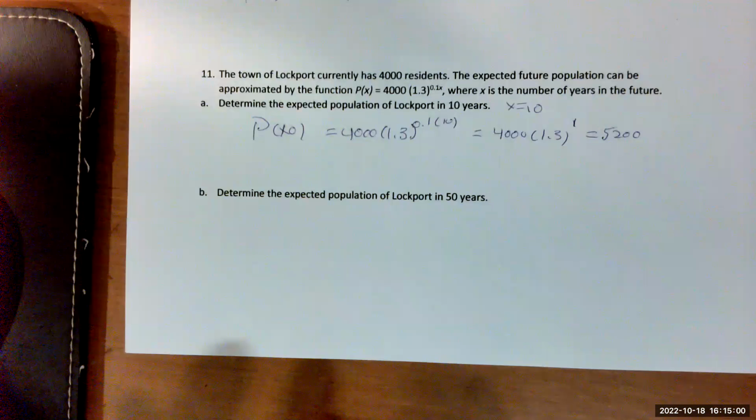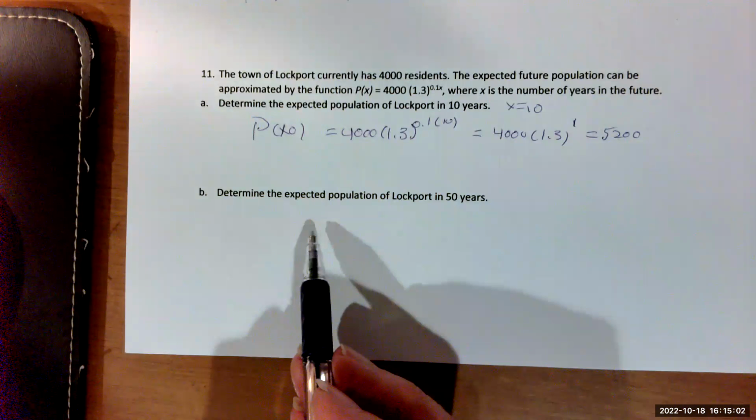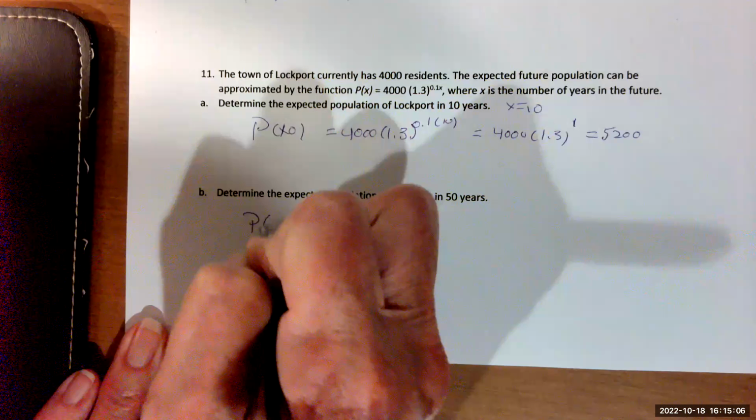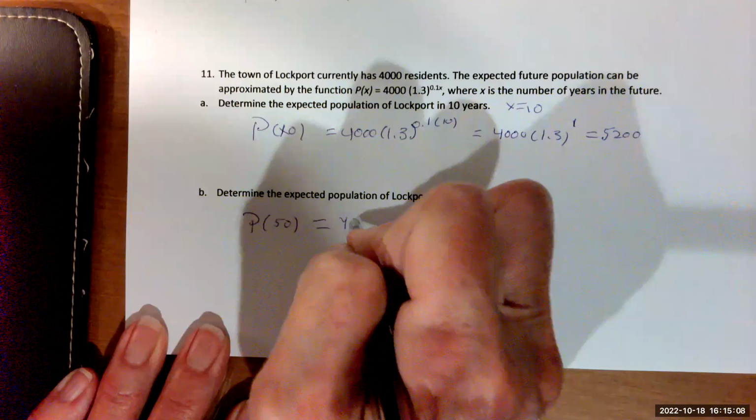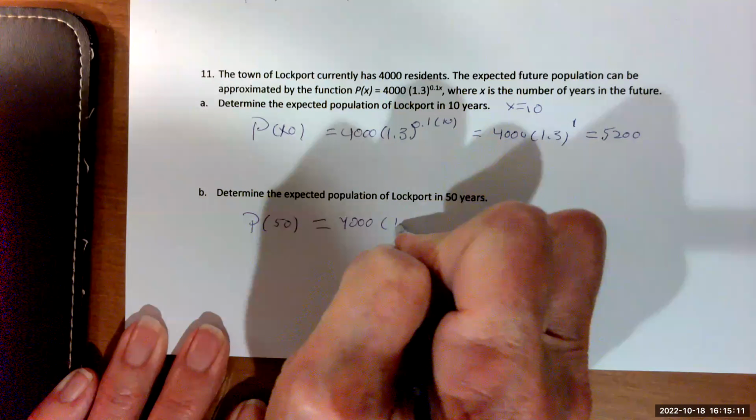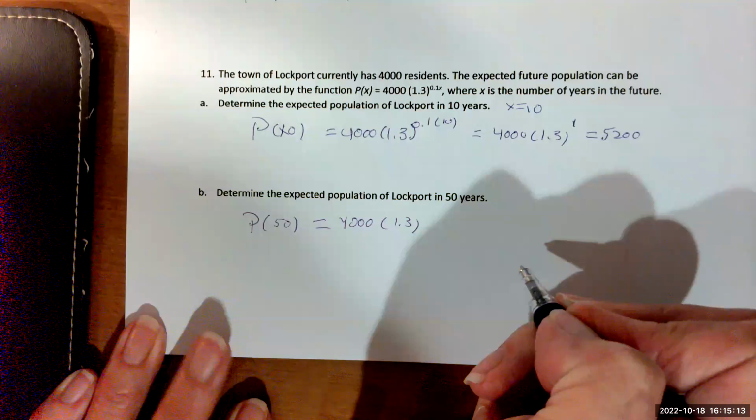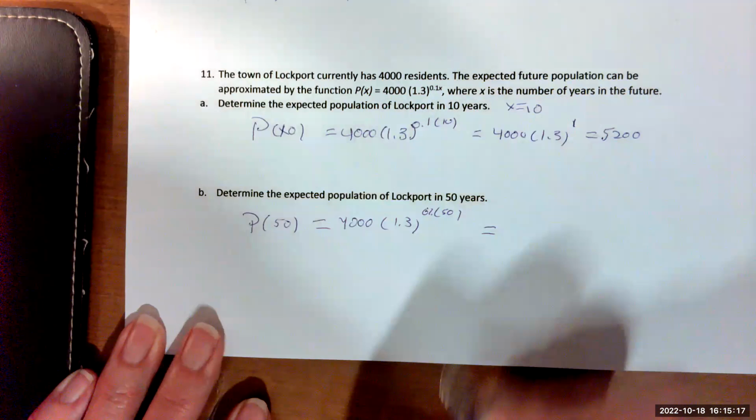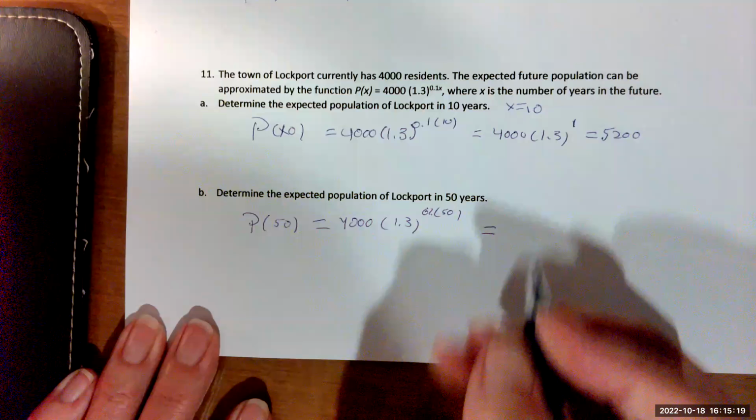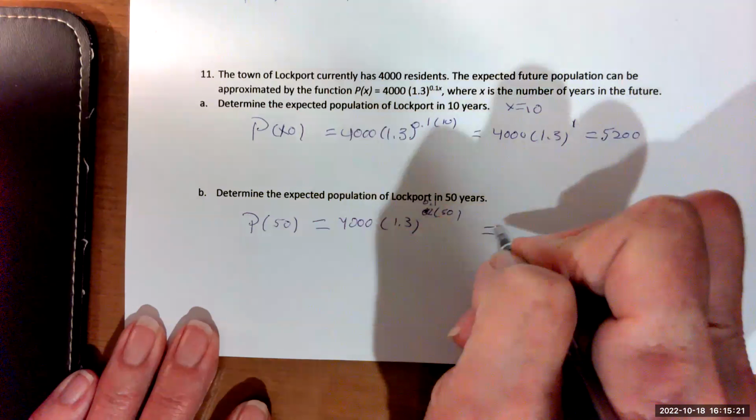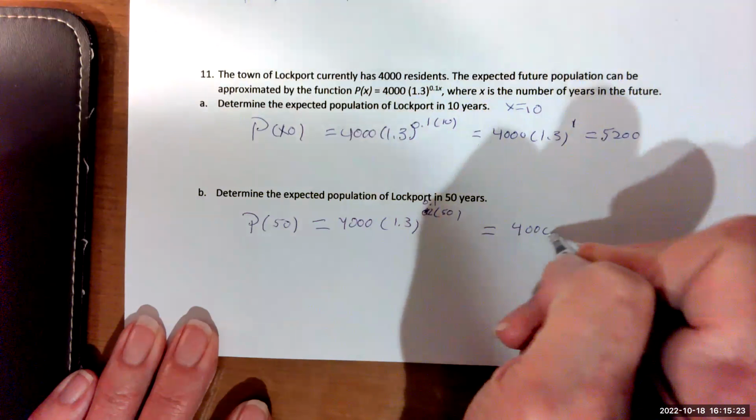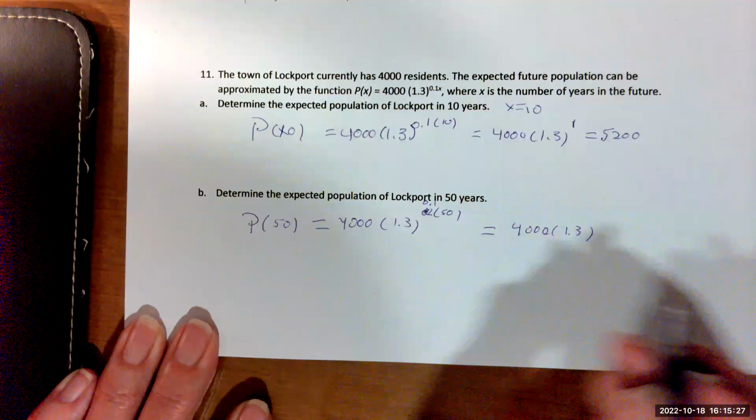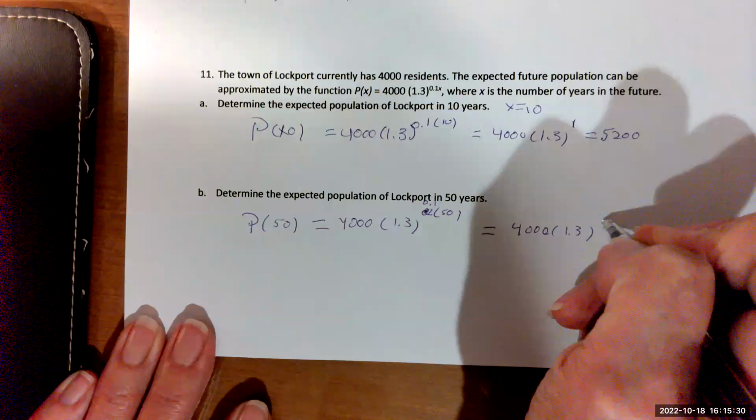All right, and the second part of the question asks us to find the expected population of Lockport in 50 years. So we're going to evaluate the function when x equals 50. It's the same function, and the exponent this time is 0.1 times 50. So for my exponent, 4,000 times 1.3 to the power of 0.1 times 50. 10% of 50 is just 5.